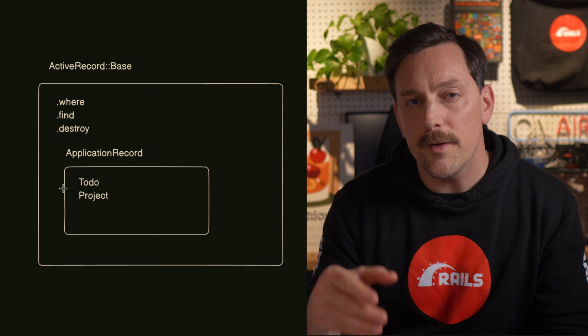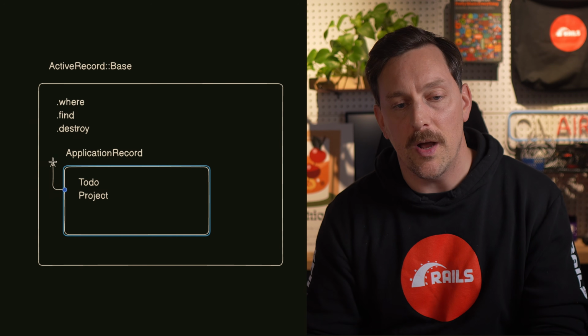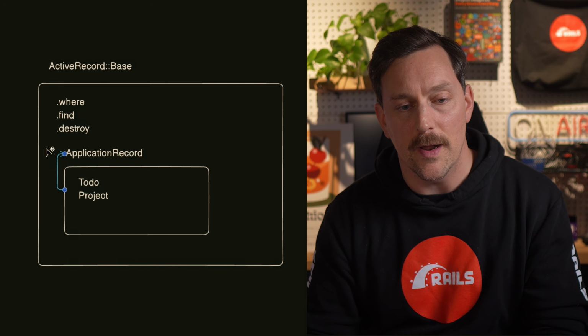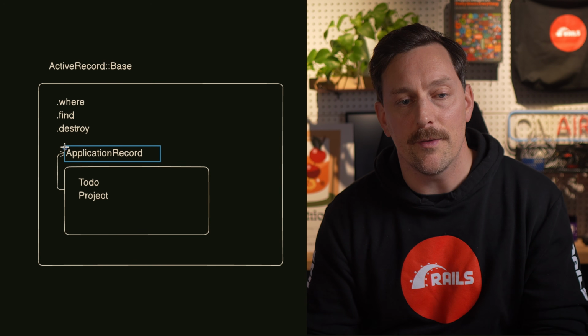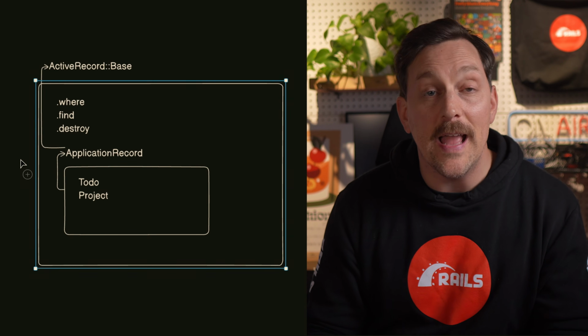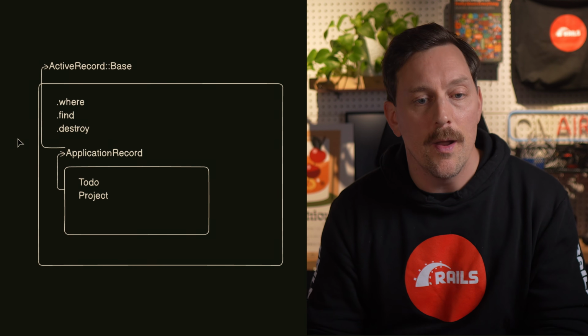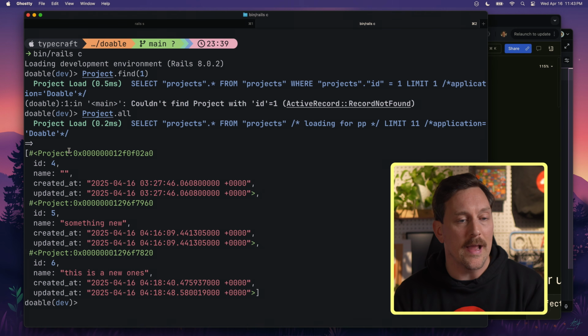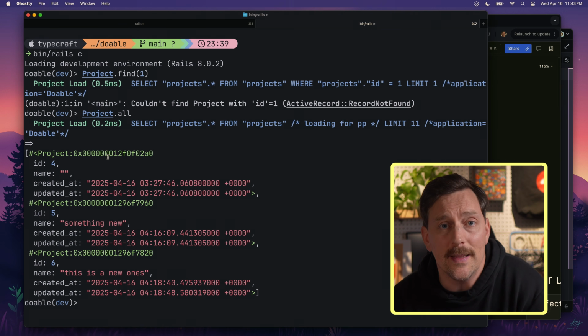So this is how inheritance actually works. You see, ToDo and Project inherit from ApplicationRecord, and ApplicationRecord inherits from ActiveRecord. And so what happens is that ToDo and Project, our models, also get all of the ActiveRecord goodies like .where, .find, and .destroy, the things that we actually showed off in our terminal right here. So the next time you see a model with an empty class definition, just remember it's still got a lot of stuff going on under the hood.